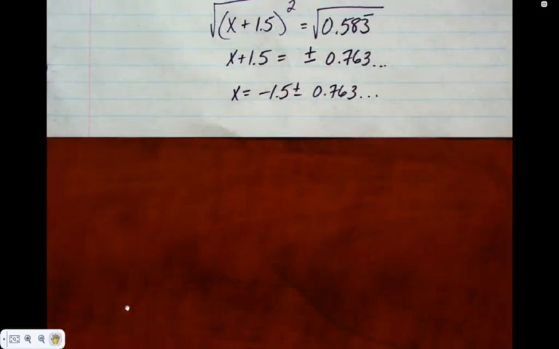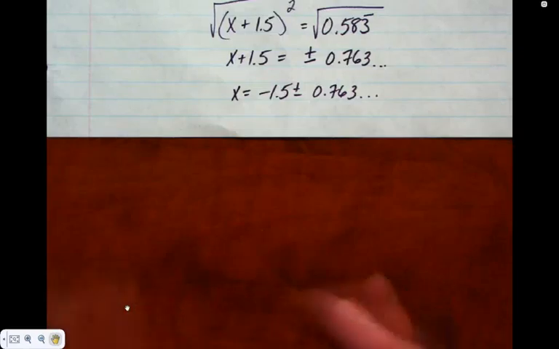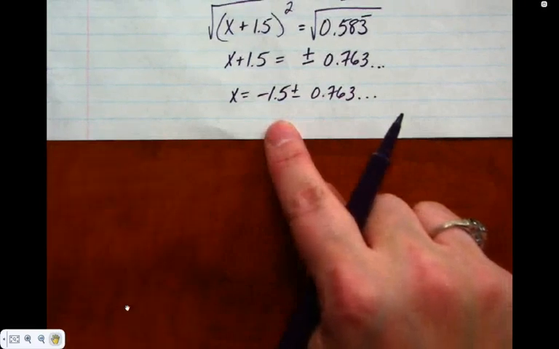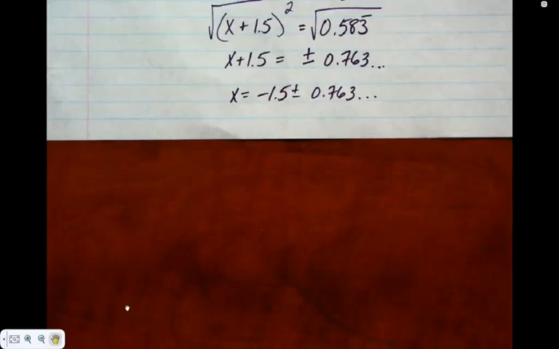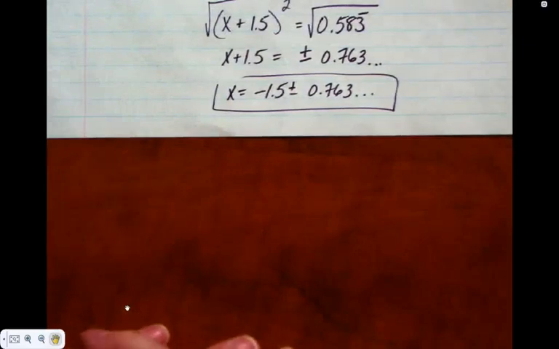Because we have our calcs, we could go one step further and actually get the final answers, but you don't have to. You can leave it like this. But if you wanted to do negative 1.5 plus 0.76, and then you would do negative 1.5 minus 0.763, we're happy here. These are numbers. They're solutions. They're roots. There's x-intercepts.